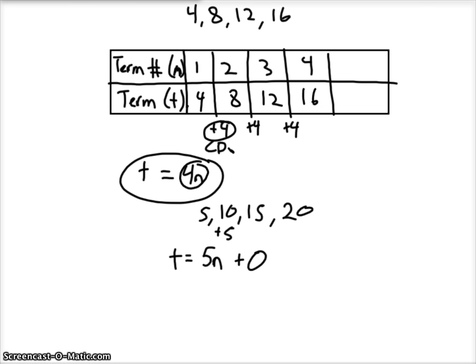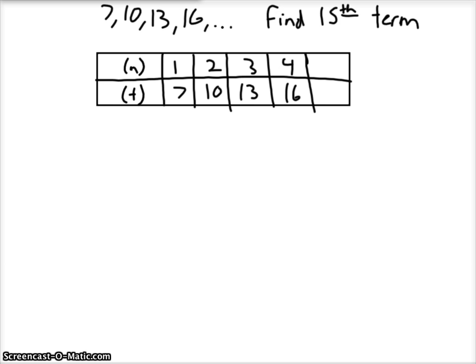Okay, please flip the page. We have another concept. Now it's going to be like, what if we need to find the 15th term? So here's our example. We're given a set of numbers, and they're saying find the 15th spot. What's the 15th term going to be? I put it in our chart, and you'll see that on your page. We have 7, 10, 13, and 16. So I know that 3 is our common difference. So start our equation with t equals 3n.